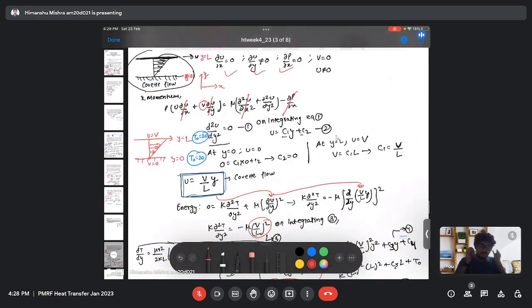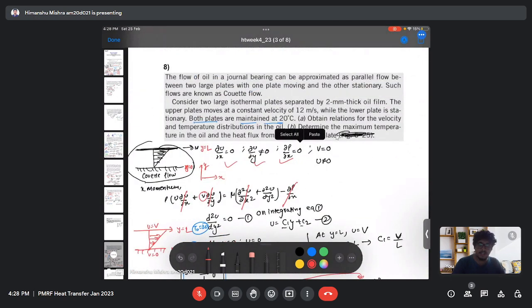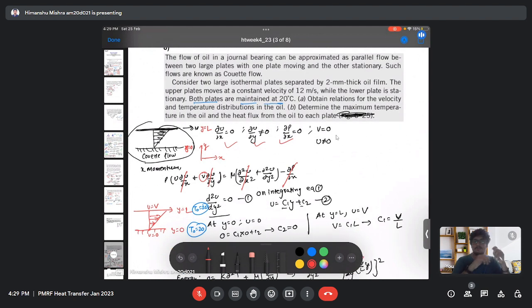So in this question, we have been given the description of the fluid flow and the boundary conditions: the top plate is moving at a velocity of 12 meters per second, and the temperature of both plates is 20 degrees Celsius. We need to find three things: the velocity profile, the temperature profile, and the maximum temperature. For the velocity profile, we use the momentum equation.